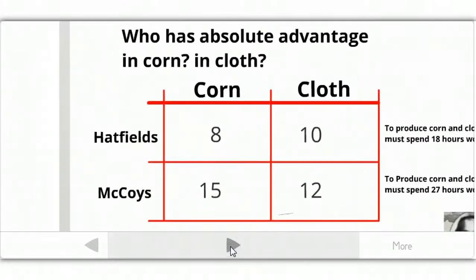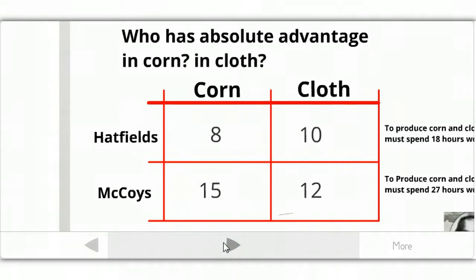Well, let's say that in order to make 1 bushel of corn, the Hatfields spent 8 hours. And in order to make 1 yard of cloth, the Hatfields spent 10 hours. The McCoys, to make 1 bushel of corn, it took them 15 hours. And to make 1 yard of cloth, it took them 12 hours.